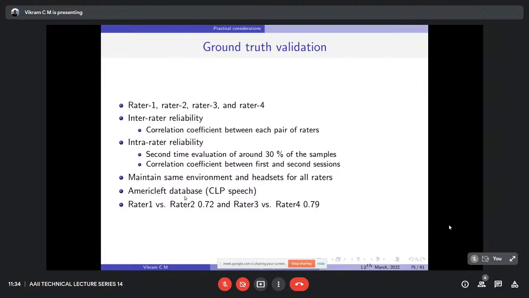Coming to the AmeriClef database, the cleft palate speech database, we got a rater 1 to rater 2 correlation of 0.72, and rater 3 to rater 4 of 0.7. So this is almost reliable. That means different raters rated our database with similar correlation values. So at least around 0.7 correlation is needed as an inter-rater reliability score. Only then can we use the data for developing any machine learning model.